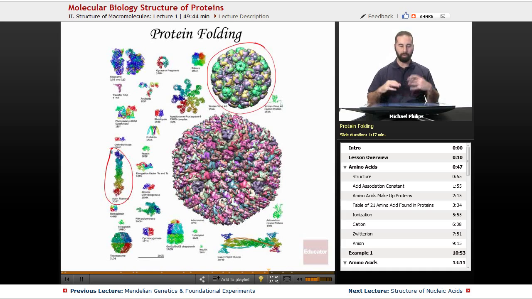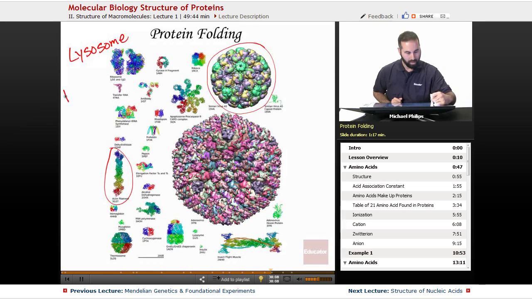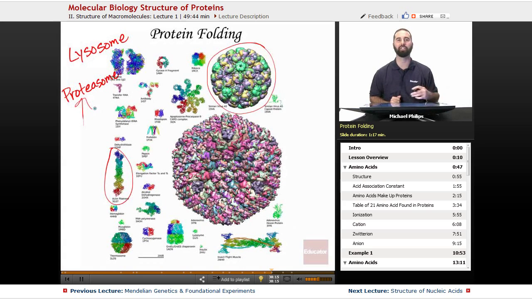Okay? Now, if a protein is poorly folded, sometimes you can unfold it, which is called denaturing, and try to refold it again. That oftentimes doesn't help. So what you end up having to do is break down that protein and basically throw it away. So you degrade it by sending it to either the lysosome or the proteasome. And those are basically like the cellular trash can. All right. Good.